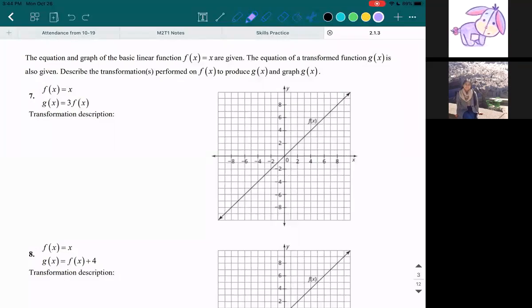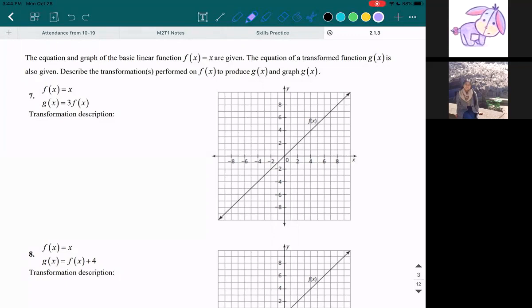All right, in this section, the equation and graph of the basic linear function f of x are given. The equation of a transformed function g of x is also given. Describe the transformations performed on f of x to produce g of x and graph g of x.